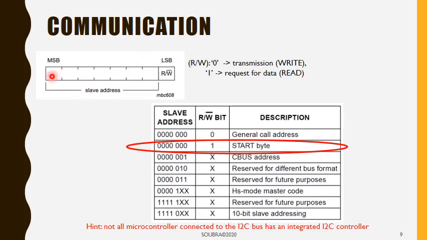Fair enough? So let's see. The slave address is 7 bits plus the RW, the read or write. So basically if we have an RW equal to 0 here, this means that I'm not reading, I'm transmitting, I'm writing, right? Because it's W bar. Fair enough? And if I have 1, this means that I'm asking the slave to send me some data in the upcoming packets.